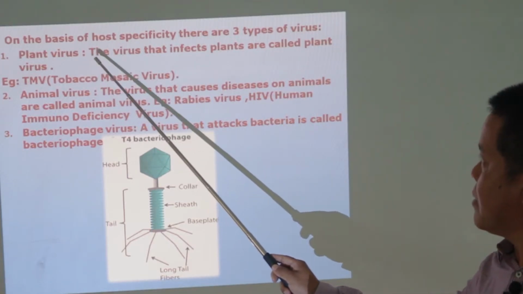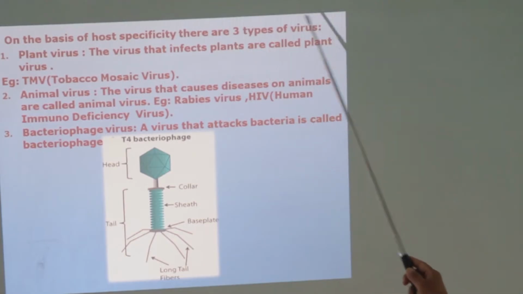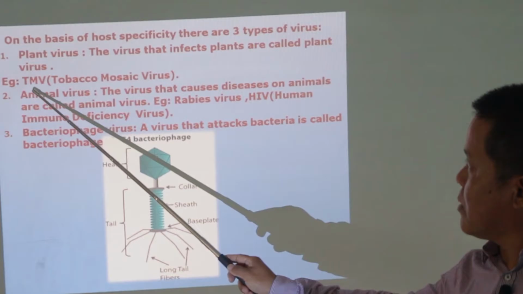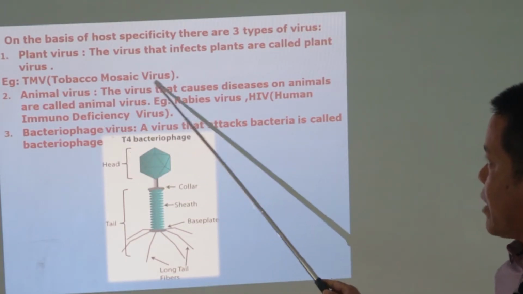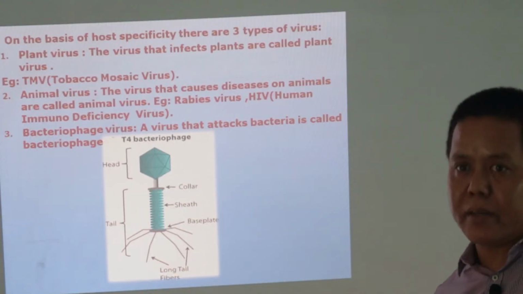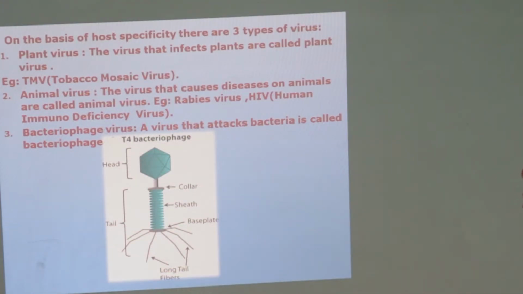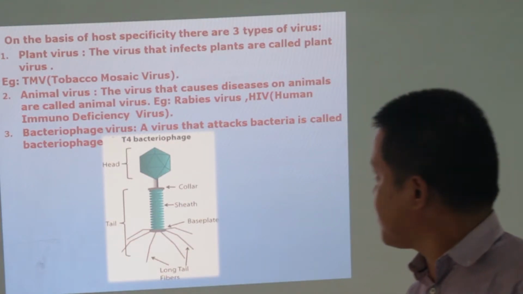Plant virus: the virus that infects plants is called plant virus. Example, TMV, tobacco mosaic virus. TMV is the full form of tobacco mosaic virus. This virus attacks only the tobacco plants.